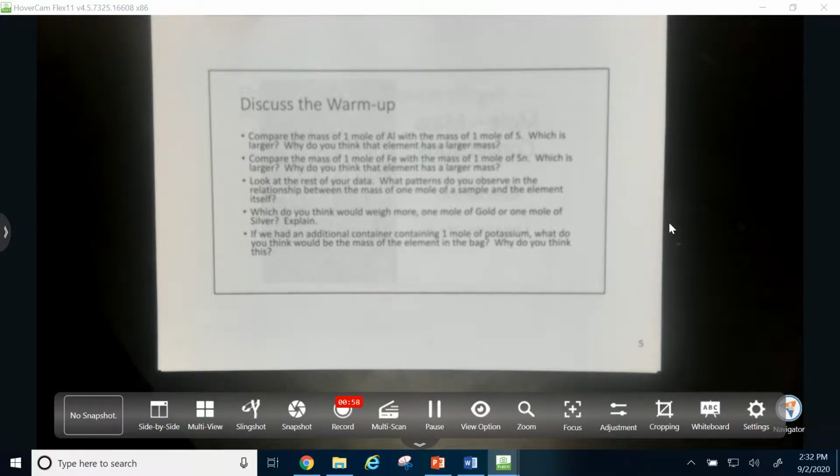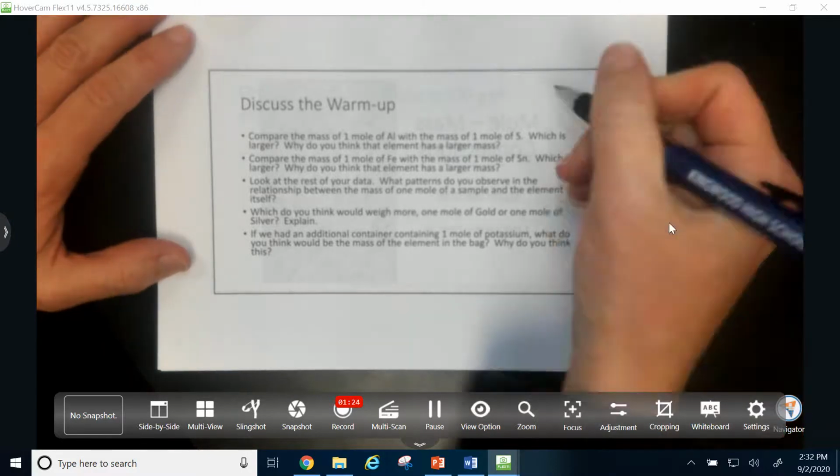Now, I obviously did not count out by hand 6.02 times 10 to the 23 atoms of copper and 6.02 times 10 to the 23 atoms of tin. I would probably be dead by now if I did that. So what I would have to do is have a relationship between the mole and the mass so that I can actually quantify how much I'm working with.